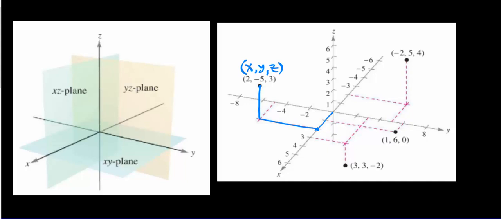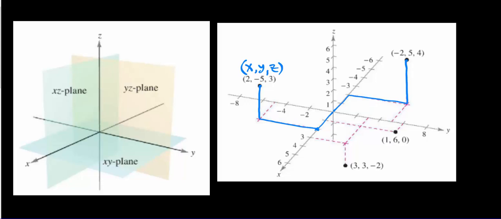Same thing over here. Like if we want to plot (-2, 5, 4). Well, this time we go -2 right there. We come over here to 5, and then up to 4. That's the way we plot those.